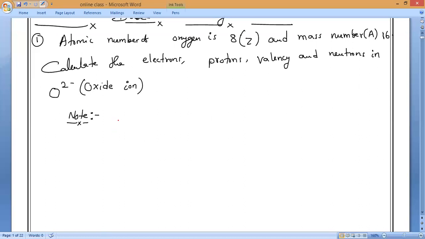We are having two things. Before loss or gain of electrons, we call it an atom. After loss or gain of electrons, we call it what? Ion. Yes or no? So before loss or gain of electron, atom, and after loss or gain of electron, ion.